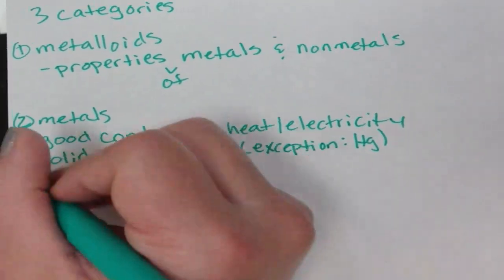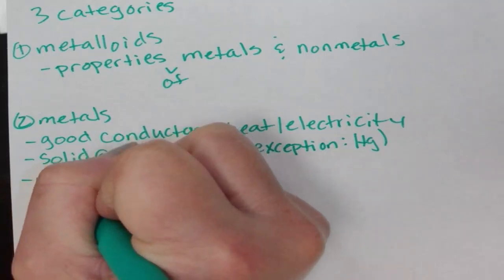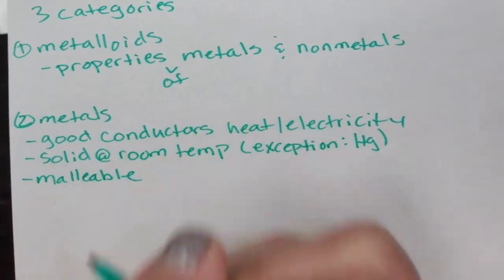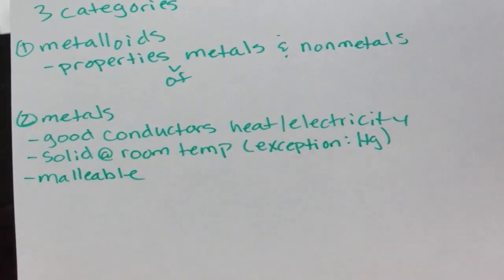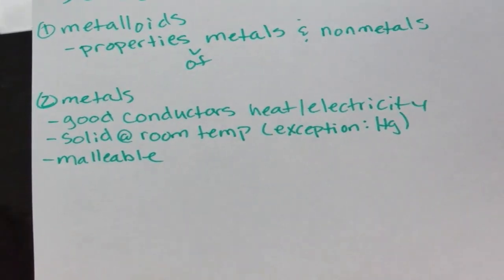They are malleable. Malleable meaning they are able to be hammered into a thin sheet. So think about aluminum foil. Aluminum foil is a thin sheet of aluminum. So they are malleable. They can be hammered into a thin sheet.